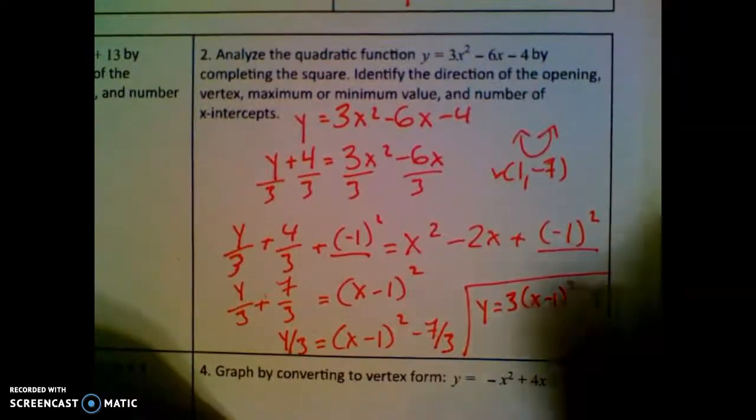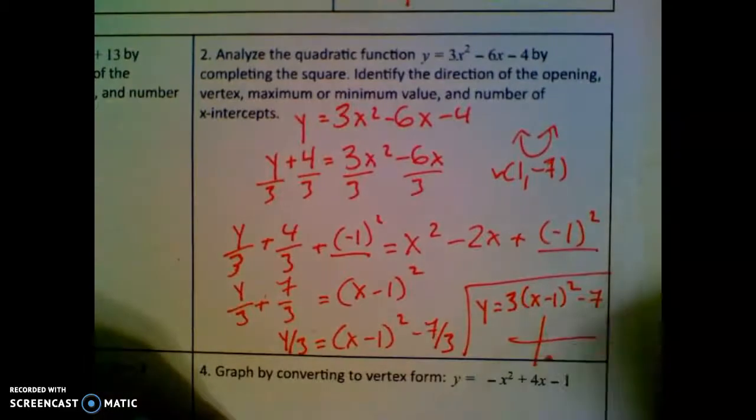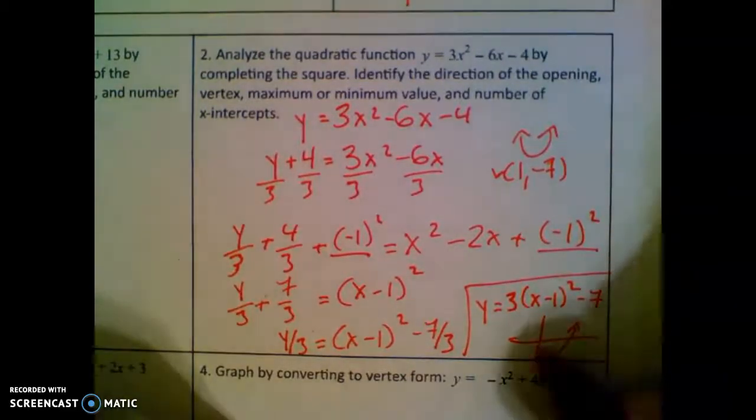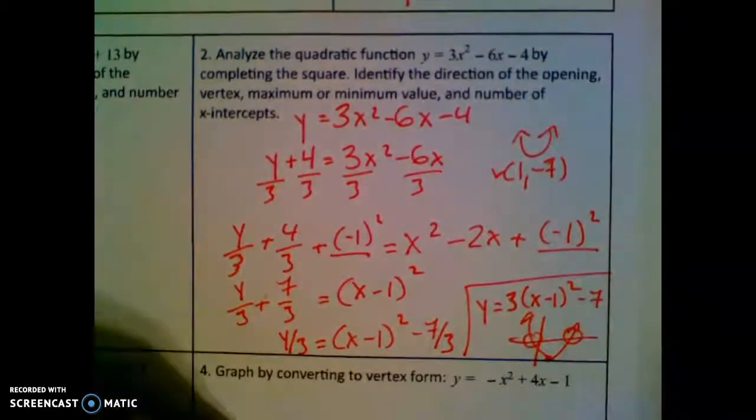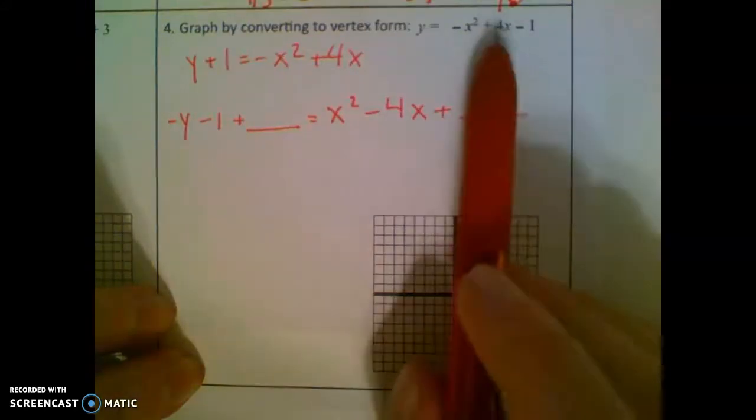And the number of x-intercepts. That comes from, if I graph this and I have it at over 1 and at negative 7, and it's opening upward, I know that it's going to cross the x-axis 2 separate times, so it's going to have 2 different answers for x-intercepts.